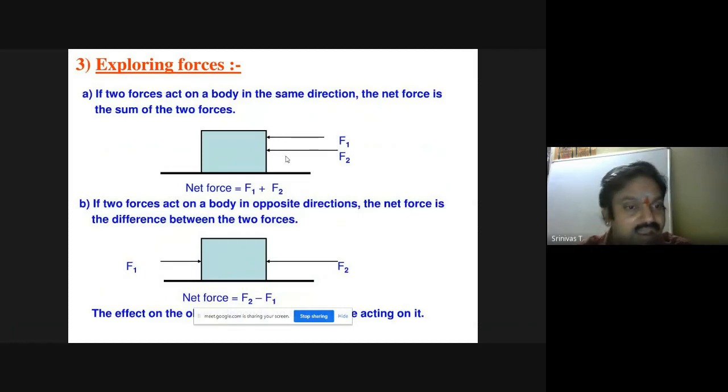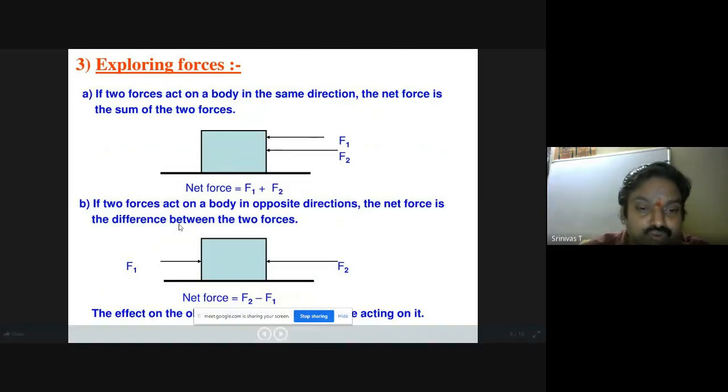On the other hand, when two forces are acting on the body in opposite directions, as you can see in the second picture, the net force is the difference between the two forces. And finally, the magnitude of the forces matters a lot. Here, F2 seems to be slightly greater than F1, and that is the reason why the resultant force will be in the direction of F2 only, not F1.